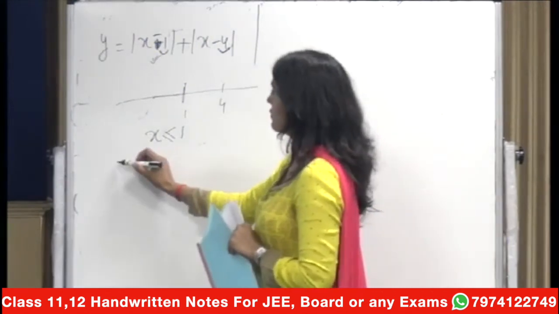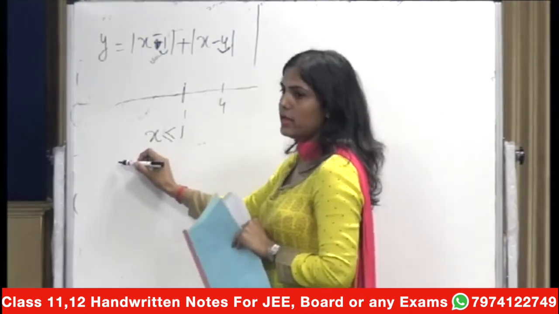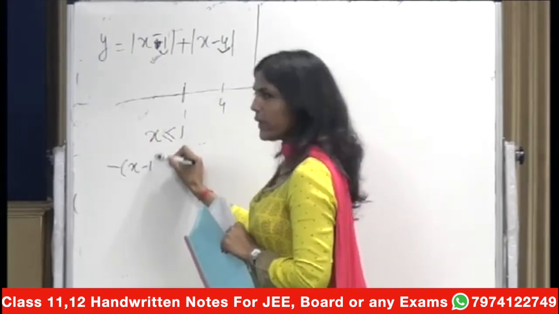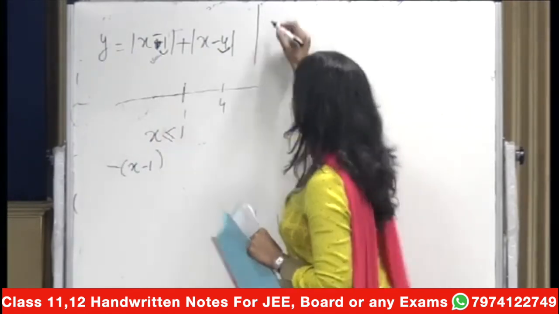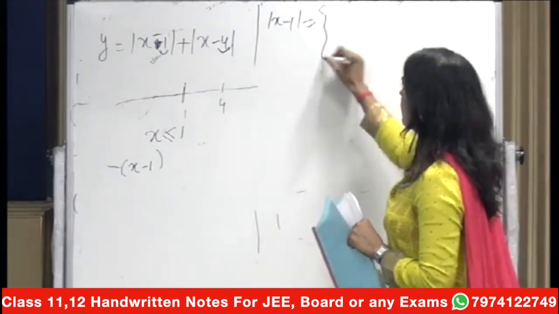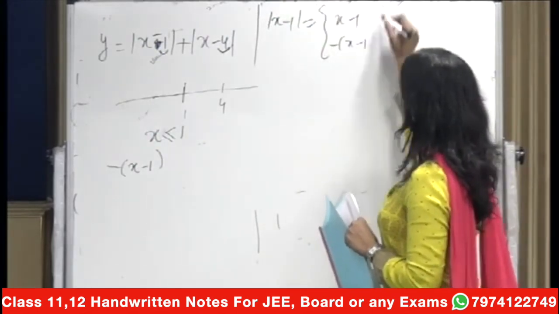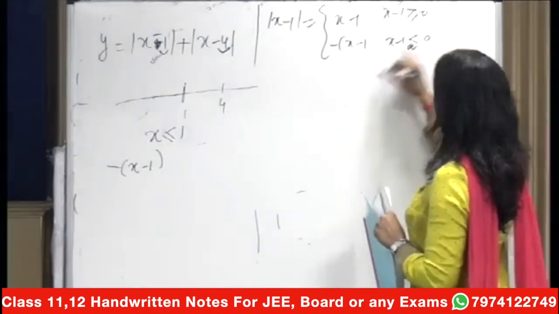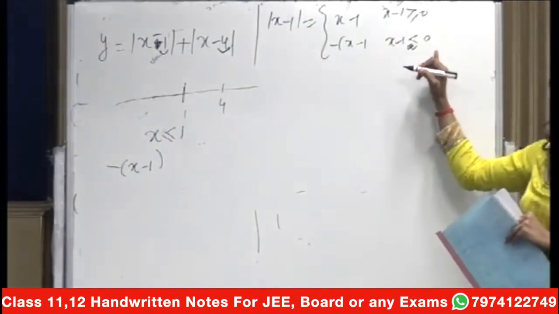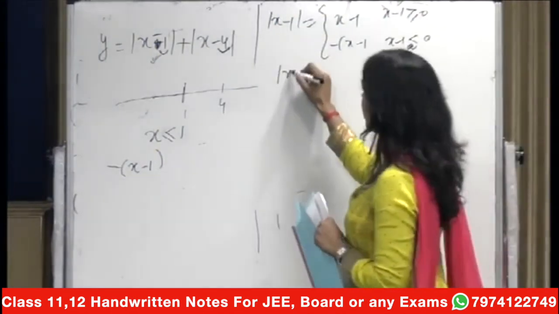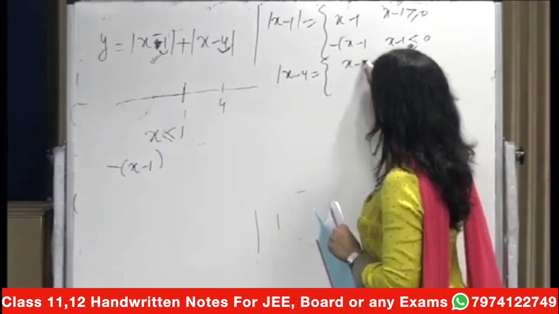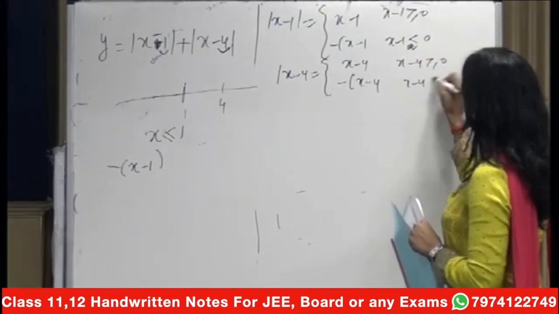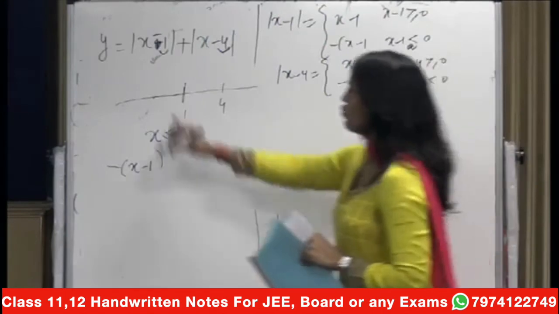Positive. For x less than or equal to 1, this will be negative. Okay, I'm writing the definition now. This is the definition now. Negative. Is it fine? So for x minus 4, the definition is x minus 4 with a minus sign. So this function will be negative.